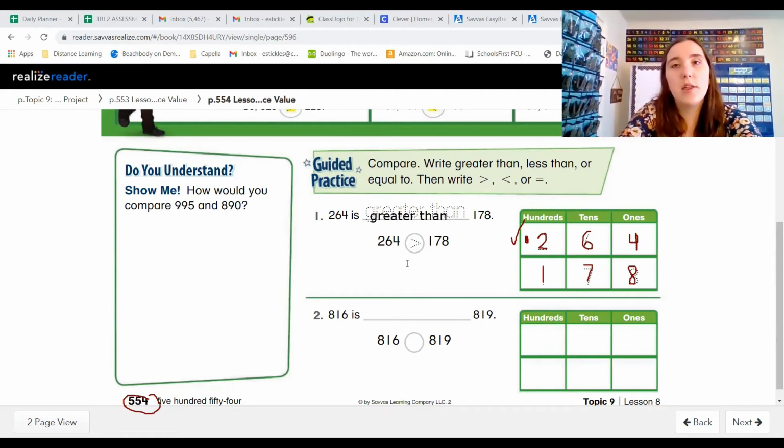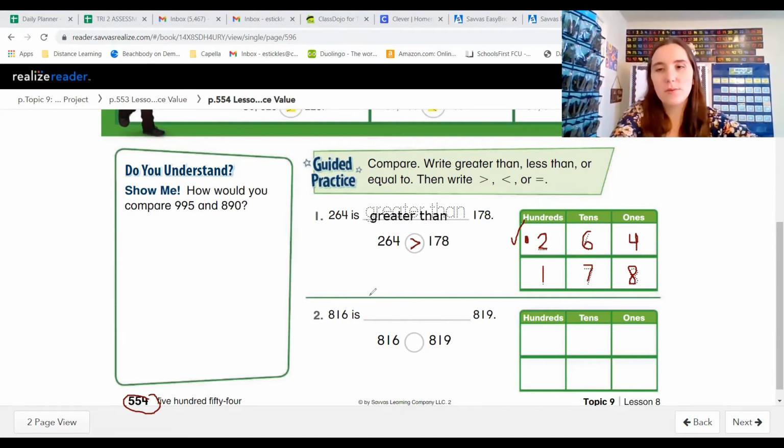Okay. So now that we know what the answer is, we just need to figure out which symbol to use. So we need to find the symbol that would be pointing towards 264. So it would be this symbol, the greater than symbol. And this is how we would read that. 264 is greater than 178.